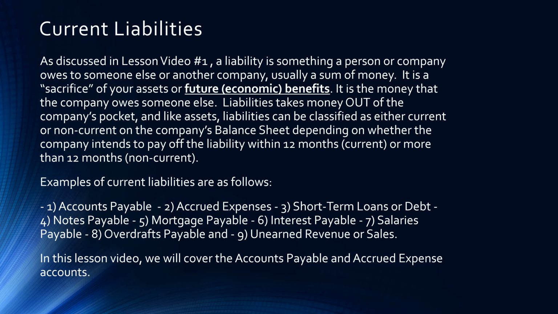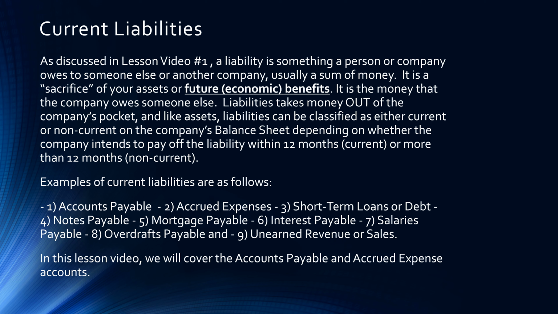Current liabilities. As we discussed in lesson video number 1, a liability is something that a person or company owes to someone else or another company, usually a sum of money. It is a sacrifice of your assets or future economic benefits, as we previously mentioned. It is the money that a company owes to someone else.